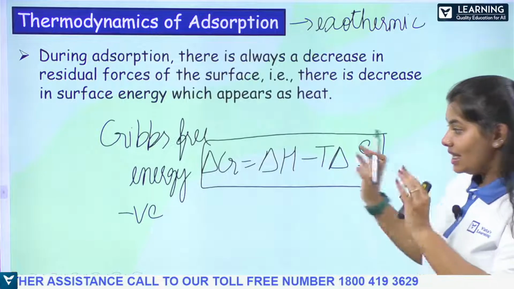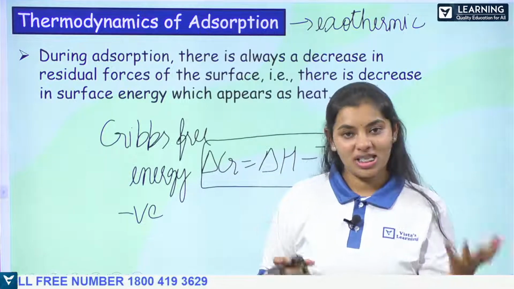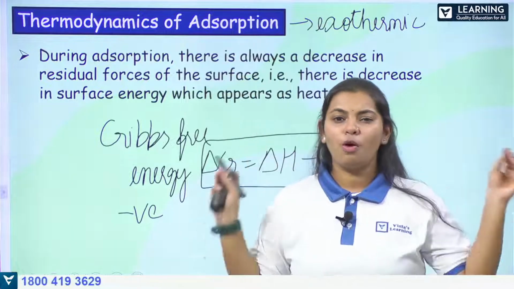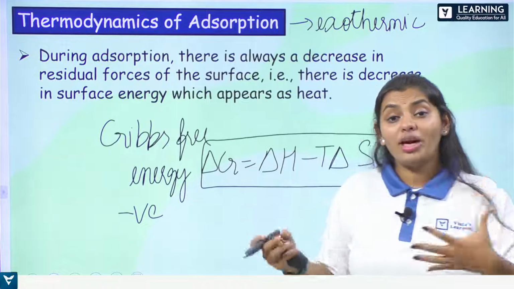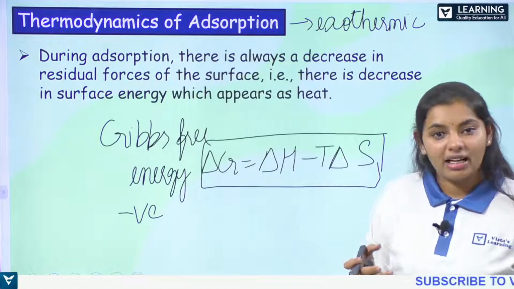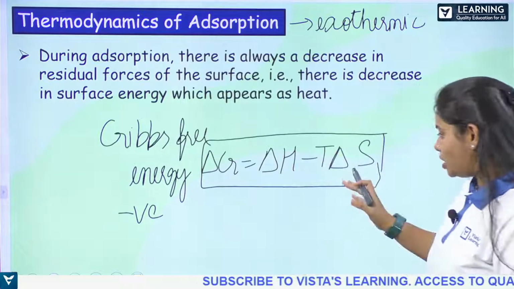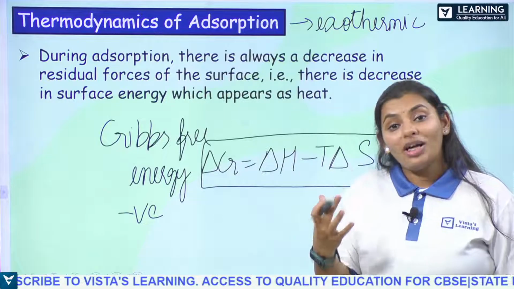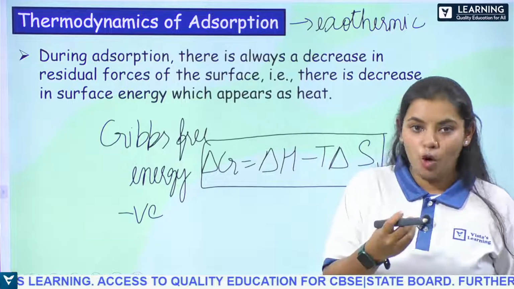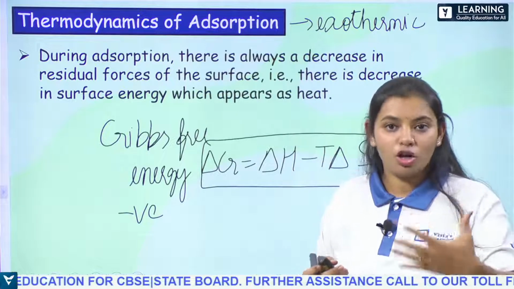Now, this Gibbs free energy is supposed to be negative to make sure this adsorption process is spontaneous, so that we don't have to provide any kind of energy for the adsorption to take place. How can we make this Gibbs free energy negative, making the entire process spontaneous in nature? So we saw delta S is actually going to be negative here. What exactly is delta S? It's the entropy. Entropy means what?